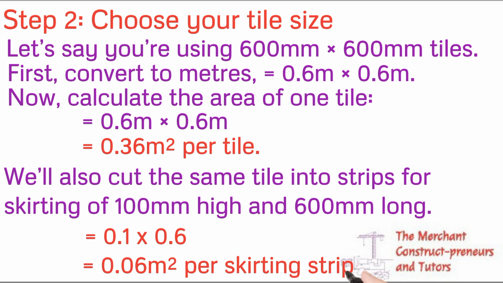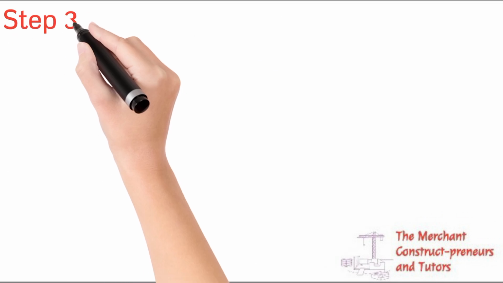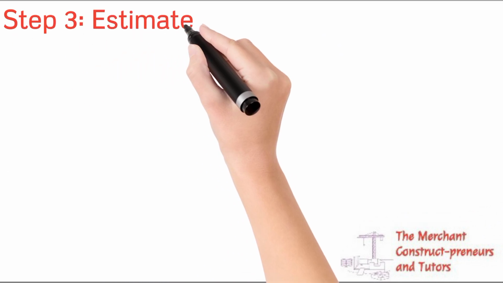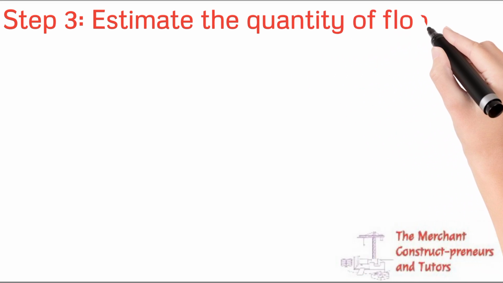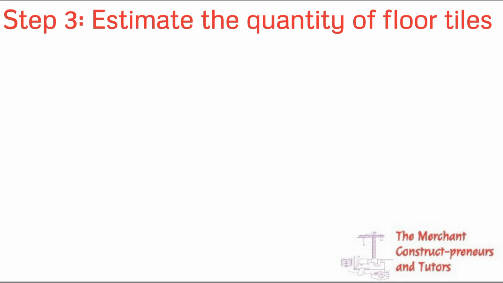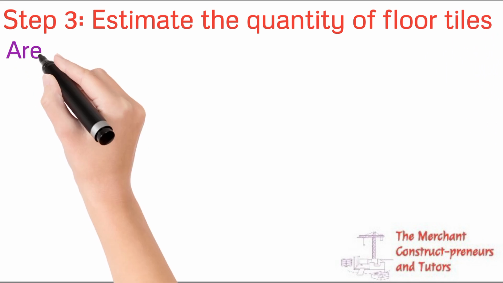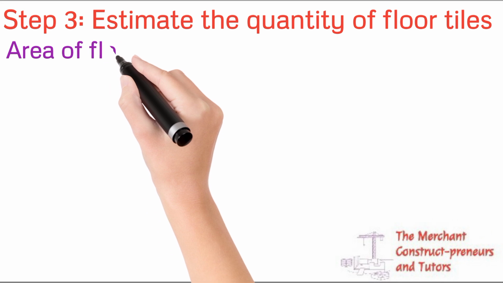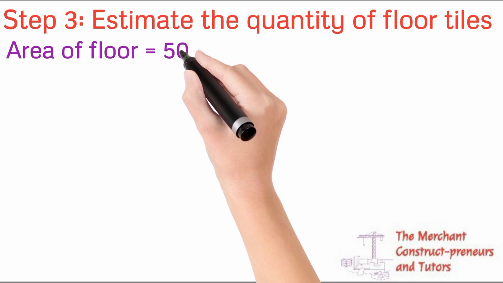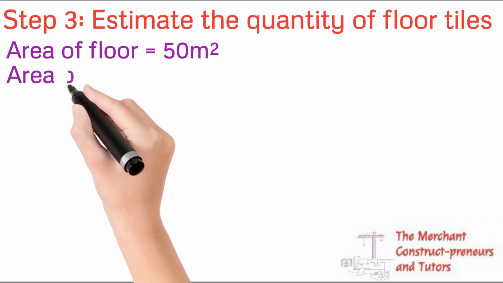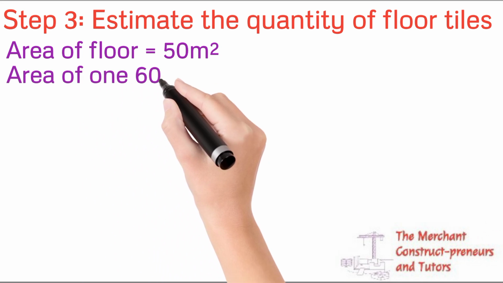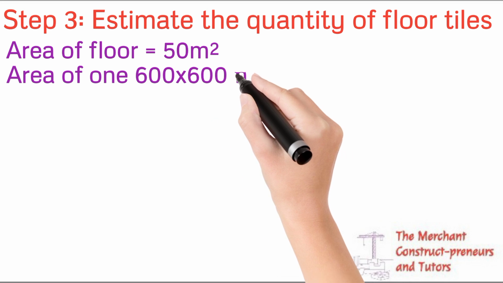Okay, so the next thing we are going to look at is to estimate the quantity of floor tiles. Since we know the area of the floor is 50 square meters and the area of one tile is 0.36 square meter, it is easier for us now to get the number of tiles needed for that particular space. Right.